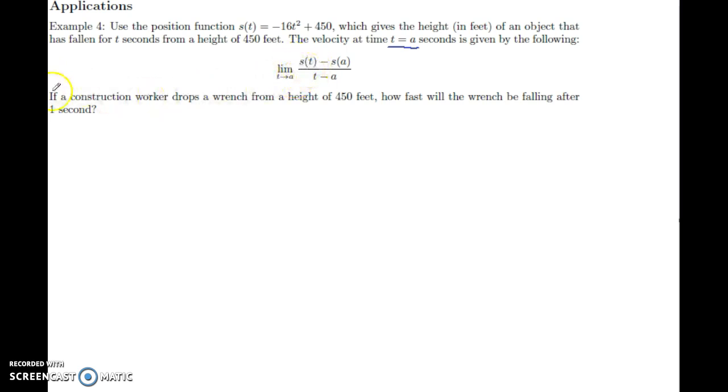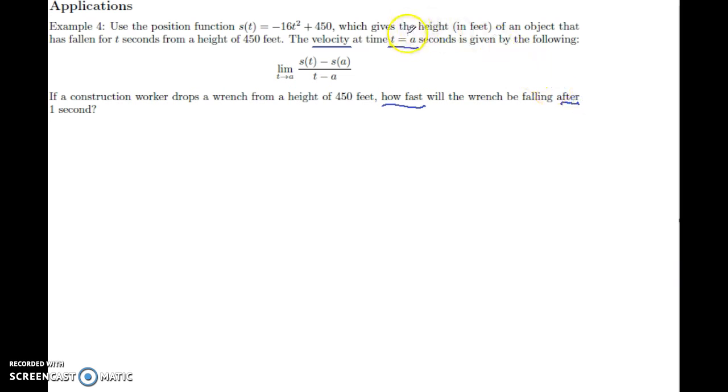velocity. So if a construction worker drops a wrench from a height of 450 feet, how fast will the wrench be falling after 1 second? So that is the question. We need to understand what we're asking. How fast, meaning we want to find the velocity. So we have to apply this limit. And we say after 1 second, okay?